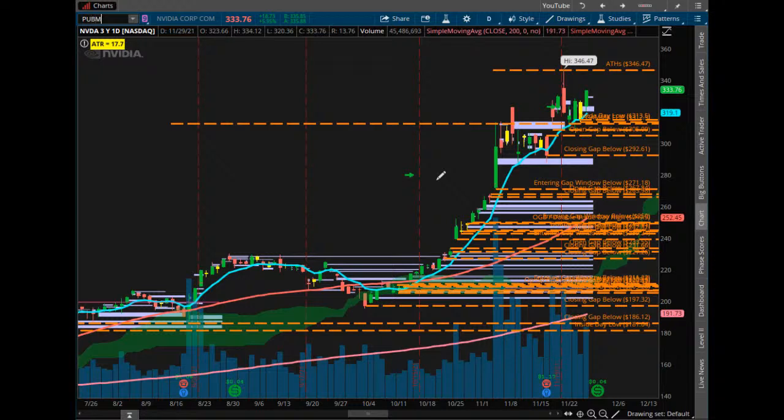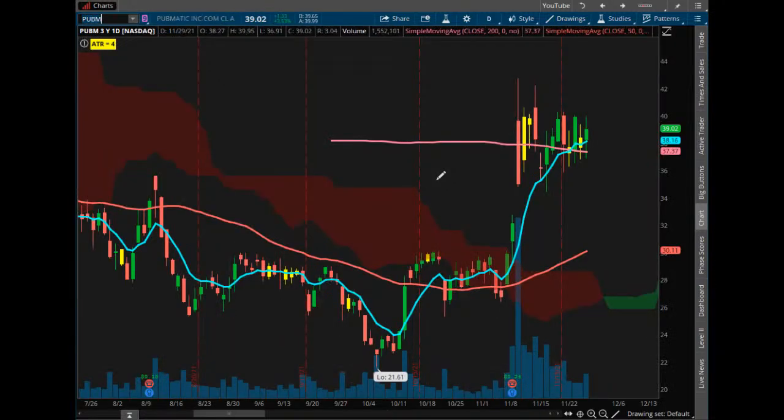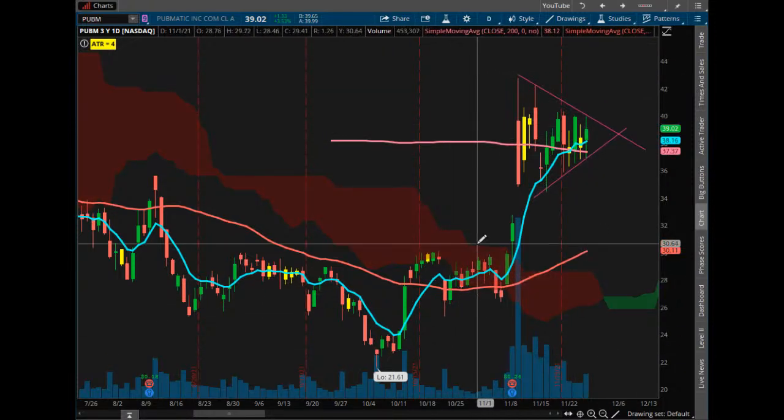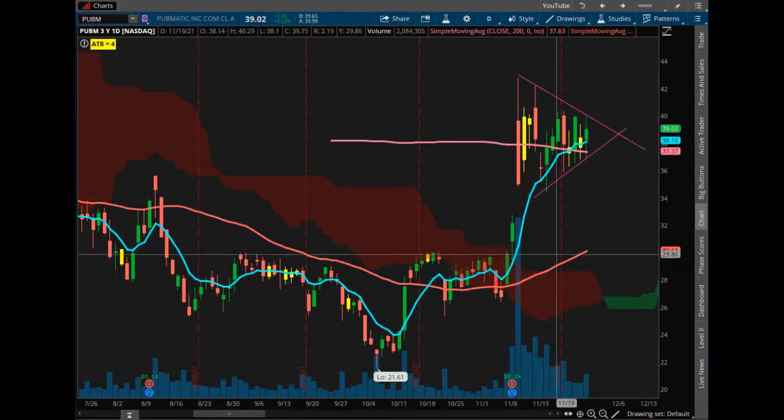And then it's all good, Mosby. I got the PUBM. Pubmatic. So it got really tight here. Right, so it could be working on a pennant, right? So I think this is definitely worth keeping an eye on right here. So see how tight it gets, see if we can break out above those levels, and it can get going from there.